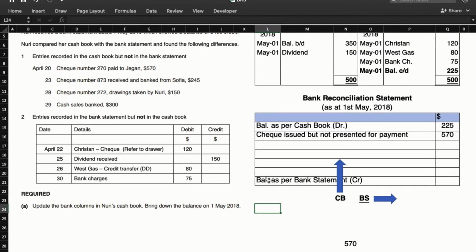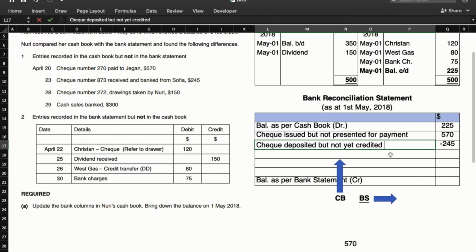So now my target is to reach the bank statement balance. From this point to this point, I have to come down. Down means decrease, so I will subtract this figure. Minus 245. And I will write here check deposited but not yet credited. Credited means deposited in my account. Not yet credited, $245. I will decrease, because I have to go according to the bank statement, because my target is to reach the bank statement balance. So this is the second transaction.